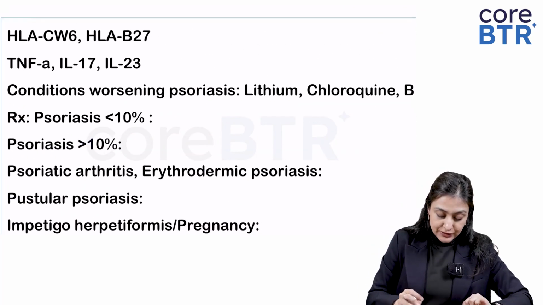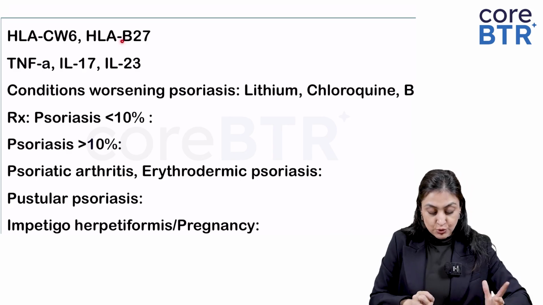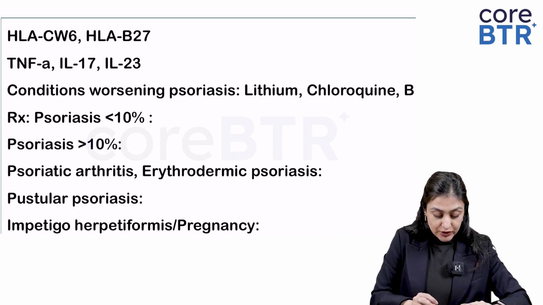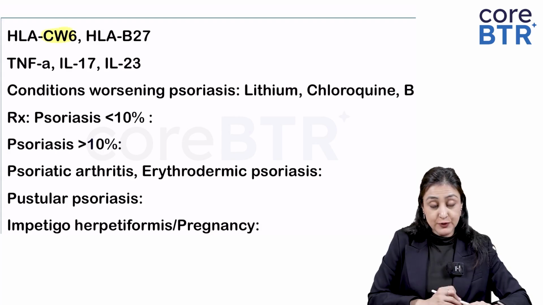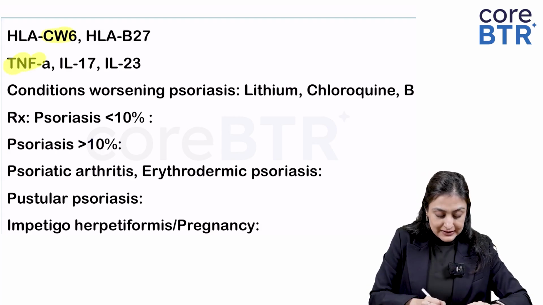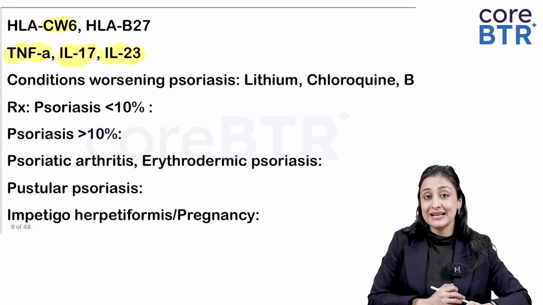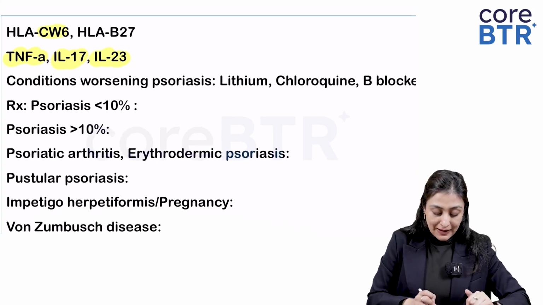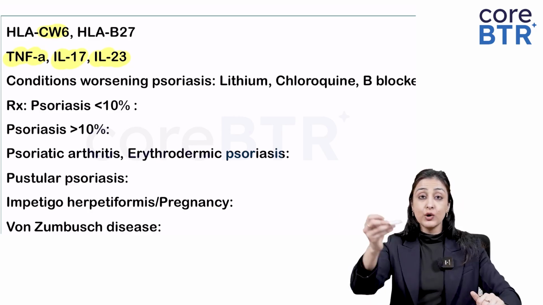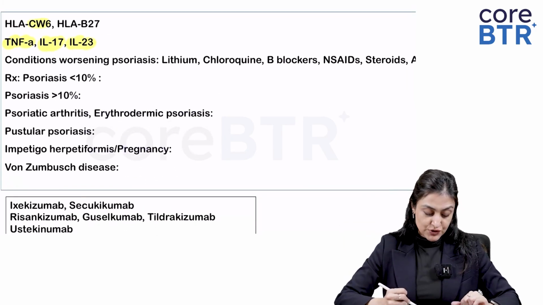Before that, some more pathophysiology. As we discussed, two HLAs, B27 you already know, HLA CW6. The cytokines are TNF alpha, IL-17, IL-23. That also explains how we will treat. When we use biologicals or new drugs, we are going to block all of these. So that's what we are about to study.